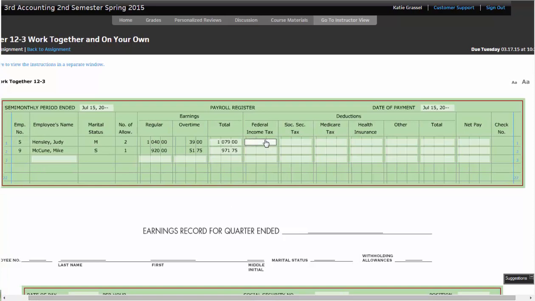Now, I need to calculate Judy's federal income tax. So, Judy, married or single? What page do I go to? 348, right? So you have to find Judy's federal income tax.